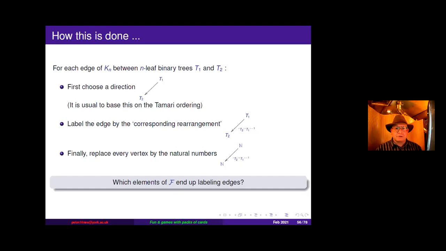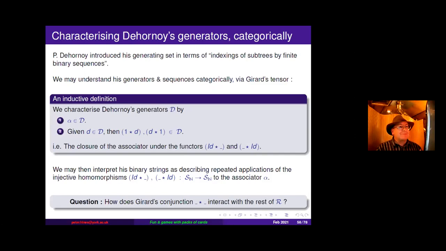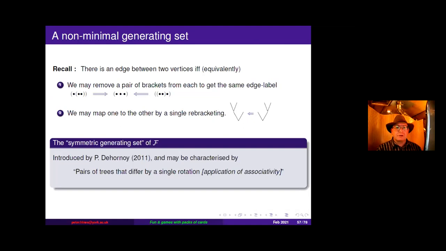Okay, well, here we have to ask which elements of F end up labelling our edges. And, just to go back to basics, there's an edge between two vertices if we can remove a pair of brackets from each to get the same result. Alternatively, we can map from one to the other by a single re-bracketing. And we see this in work by Patrick Dehornoy from 2011, where he introduced what he called the symmetric generating set for F. This was characterized by pairs of trees that differ by a single rotation. Well, rotation is computer scientist terminology for application of associativity. So quite unsurprisingly, what we get labelling the edges is members of Dehornoy's symmetric generating set.